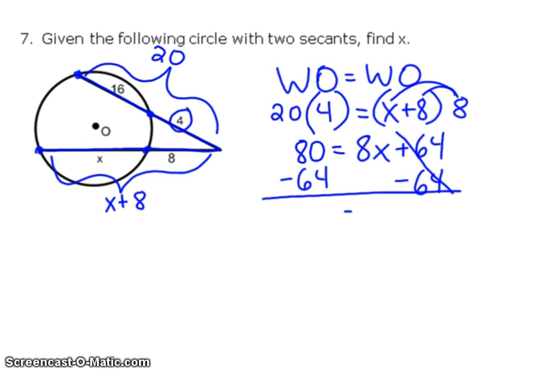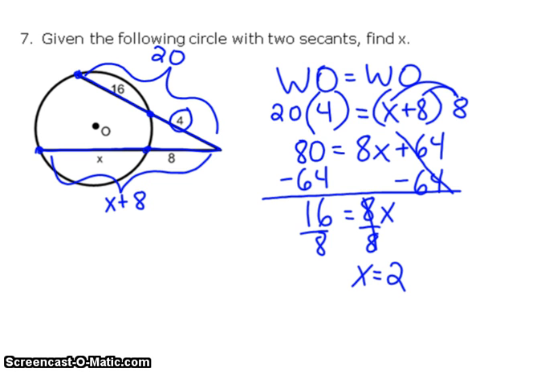Those cancel. 80 minus 64 is 16. Drop down your 8x. And the opposite of 8 times x is dividing by 8. All right, and x turns out to be 2. Once again, reread the question to make sure that they did not ask you to find a particular length of a segment, which they did not in this case.